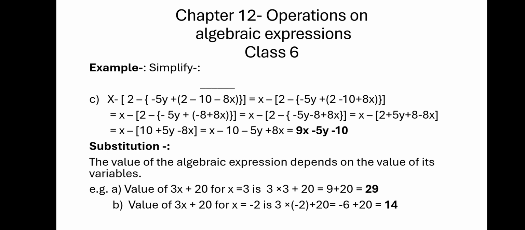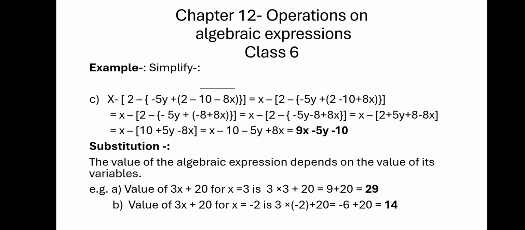So x minus, into bracket 2 minus, into curly bracket negative 5y plus, now 2 minus 10 is negative 8, plus 8x. Therefore x minus, into bracket 2 minus curly bracket negative 5y. In the curly bracket we have to add the other two terms, and the small bracket we have to now simplify. So that will give you negative 5y minus 8 plus 8x.